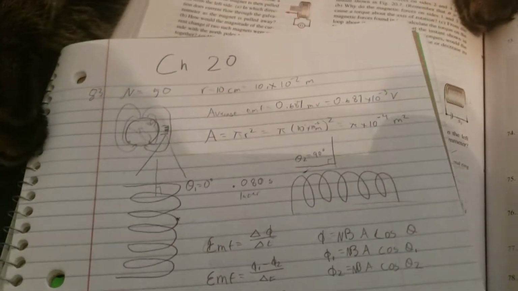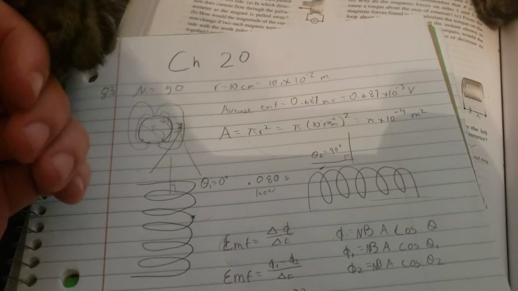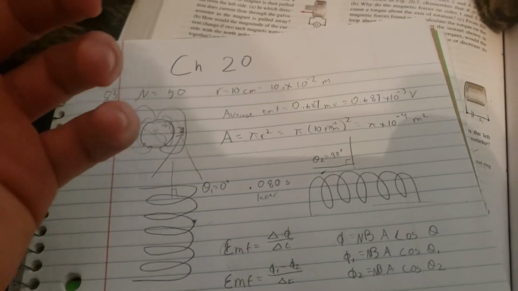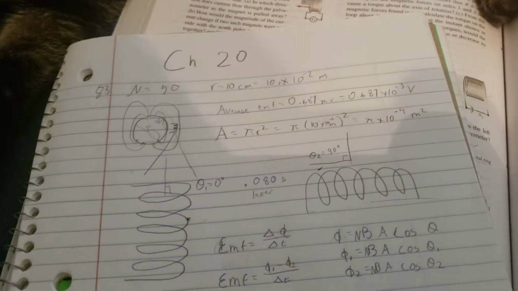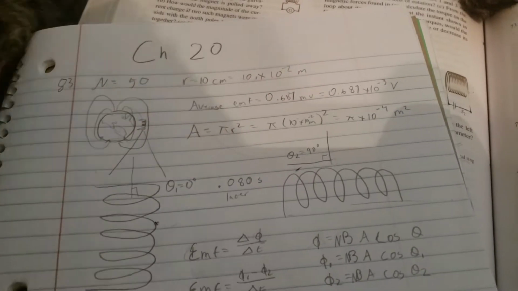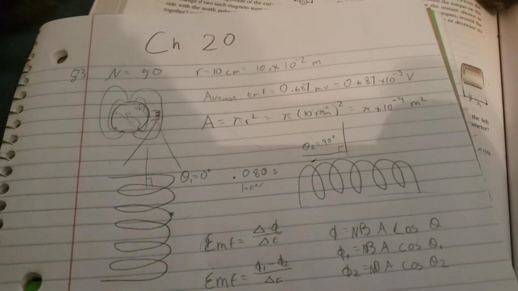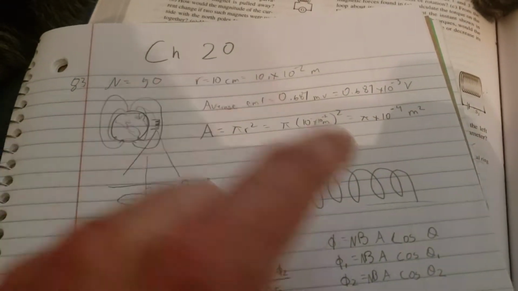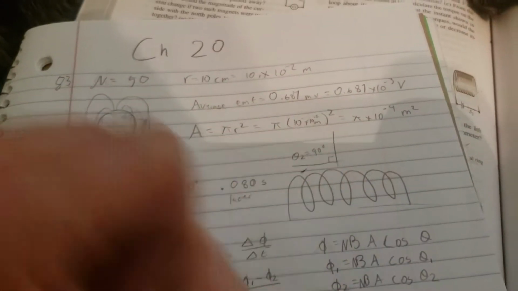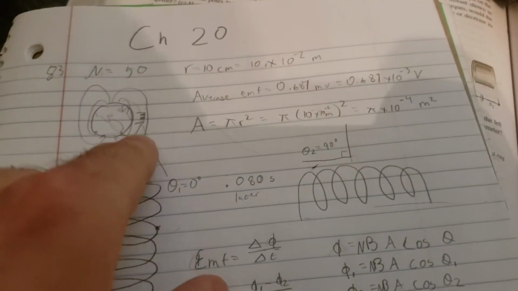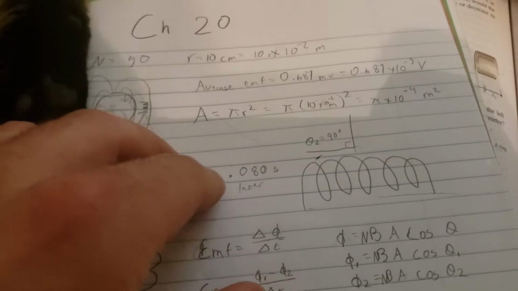Where you're taking a coil and turning it that way, 90 degrees. So the coil is initially at a position to receive the most amount of flux, and then once it's turned, it gets zero flux. That just relatively places it right there.